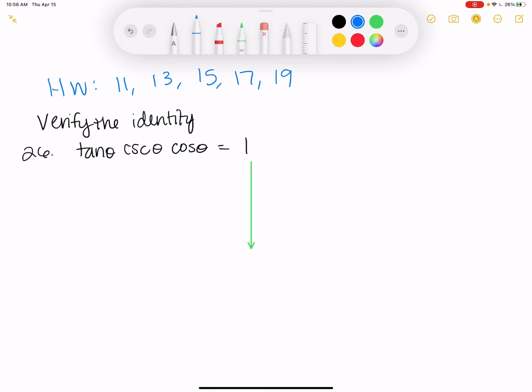Okay. So we want to rewrite things on the left to cancel things out, and in theory, we get a 1 when we're done. So I can rewrite tangent as what? Sine over cosine. Sine of theta over cosine of theta. How can I rewrite cosecant?